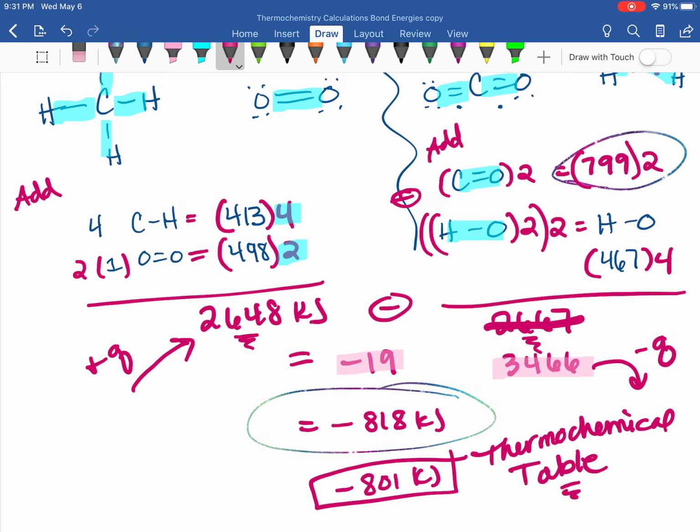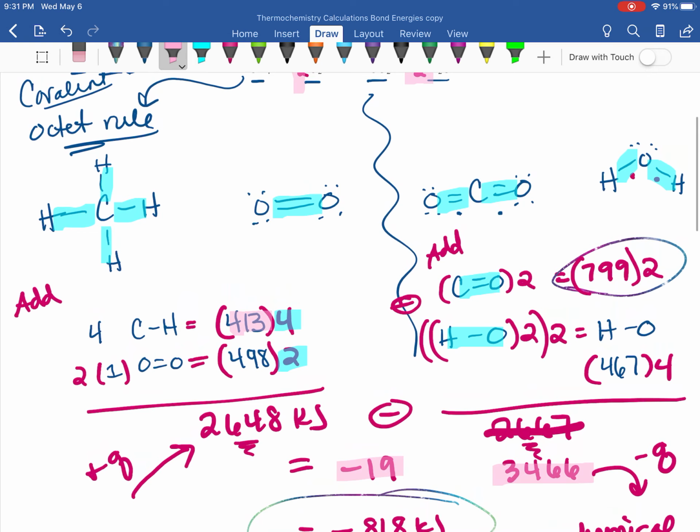And why would they be slightly different? Because bond energies are an average. There are many different C-H bonds, and that 413 is an average of those bonds. So that bond energy will be slightly different compared to, let's say, a different molecule with a C-H bond. If you've got something electronegative near there, that's going to change the energy in that bond just slightly. So our bond energies are a little bit less accurate. Your thermochemical table is more accurate, but your bond energies give you a different piece of information.